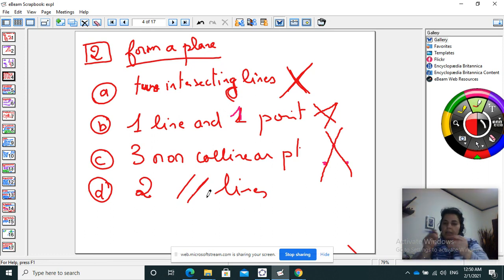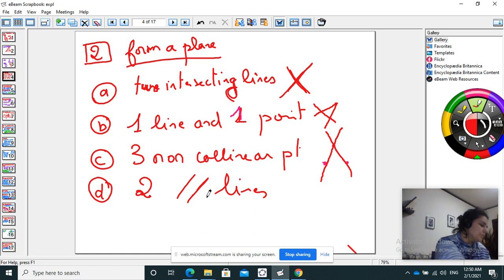Two parallel lines, it's as if they become a support. I can put something here on my two parallel lines. Okay, so this becomes a plane. So how do we form a plane? We form a plane by two intersecting lines. We memorize them: one line and one point, three non-collinear points, and two parallel lines.